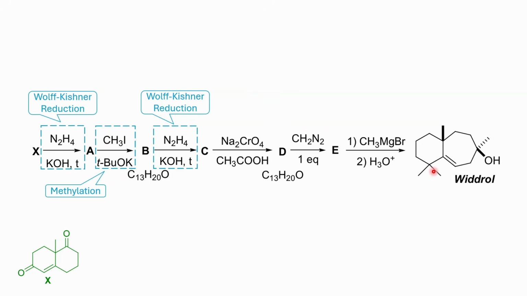You can also take a sneak peek at the final product, and you can see that there are 2 methyl groups here. That probably comes from this step, the methylation. So we will call it double methylation, okay? And the next step is probably oxidation.